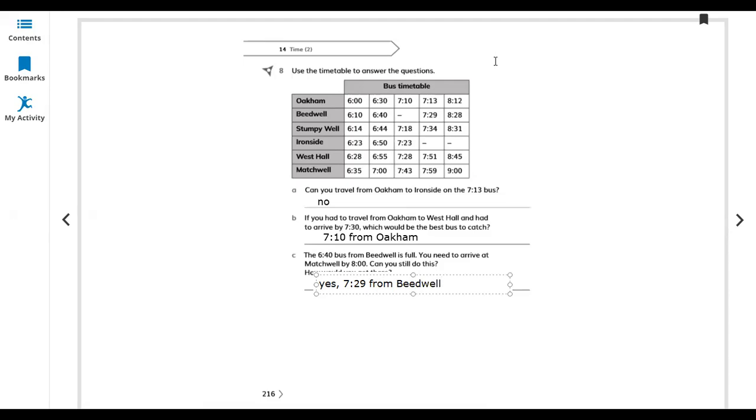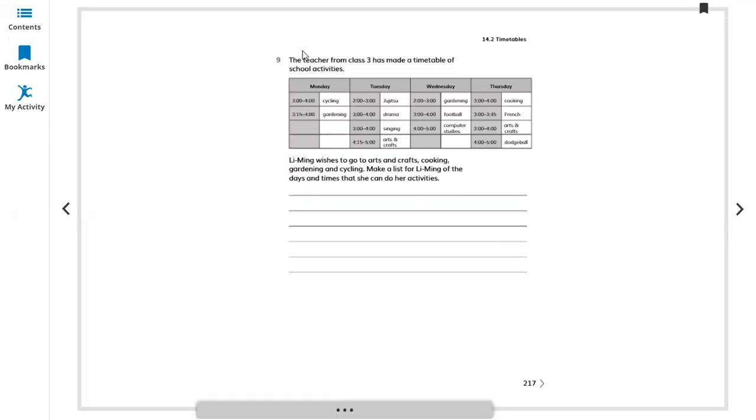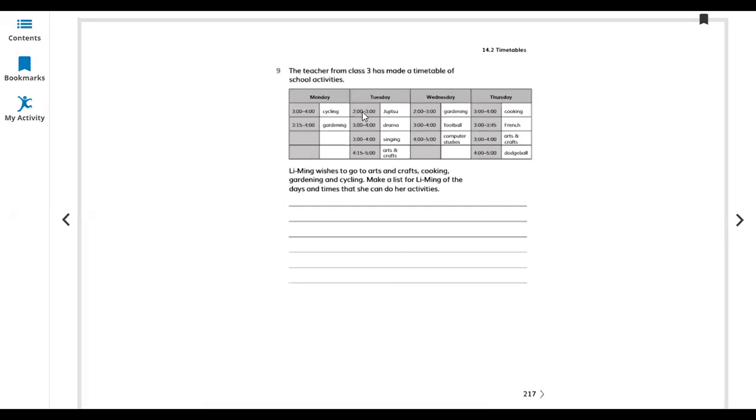Let's move over to the next page. Question number 9. The teacher from class 3 has made a timetable for school activities. Liming wishes to go to arts and craft, cooking, gardening, and cycling. Make a list for Liming of the days and times that she can do her activities.